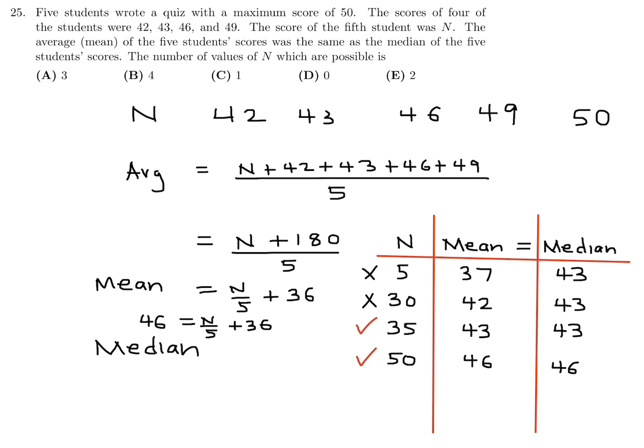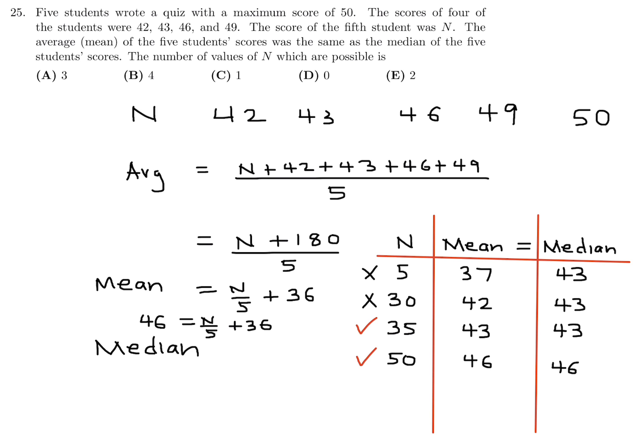Now, n can never be greater than 50 because the maximum score is 50. So do we just say, okay, we got 2 values for n, circle E, and then end the contest? No, please do not make that mistake. We've got to look at other possible values.